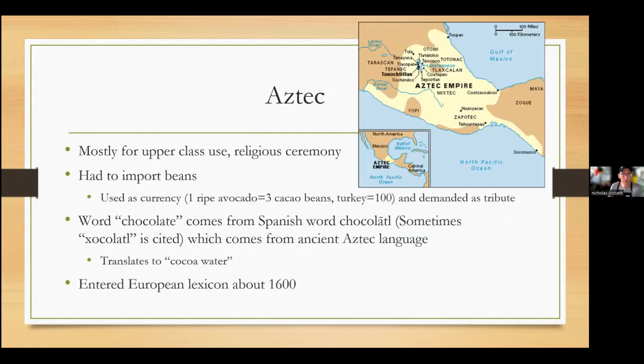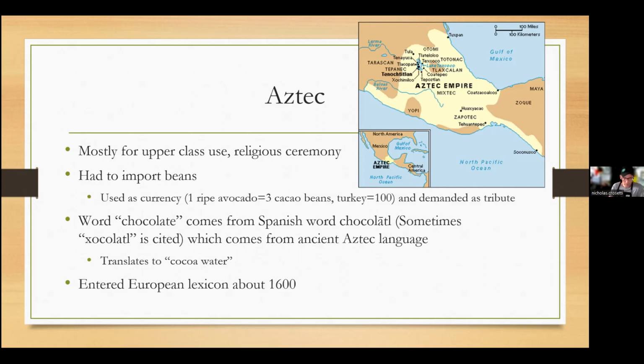The Aztec, on the other hand, had to import the beans. Their territory was more desert climate, so they couldn't grow the beans themselves. And as such, it was used as a currency for them. Some of the exchange rates I was able to find: one ripe avocado would cost you 3 cacao beans, a turkey, 100 cacao beans. So for them, it was for upper class and religious ceremony use, and demanded as tribute, used as money.